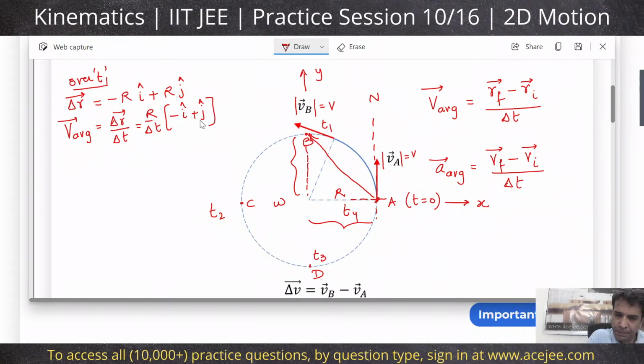Okay, Ruchika, clear? Now, what is the average acceleration here? Ruchika, what I'm going to ask you now: give me the average acceleration in the vector notation. The speed is v.